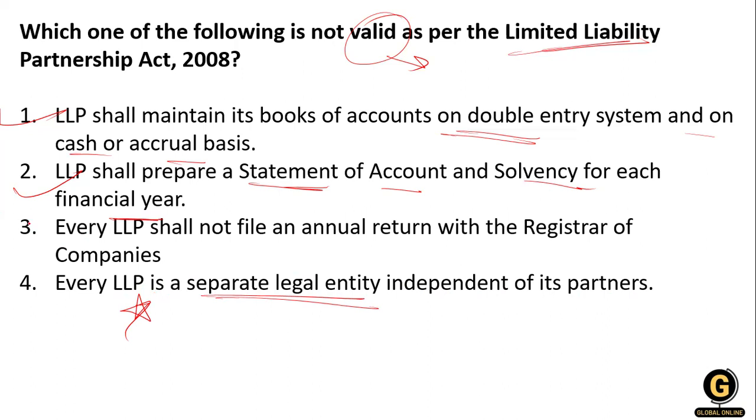Now the third one: every LLP shall not file an annual return with the Registrar of Companies. They shall file. How is it possible they do not file the annual returns with the Registrar of Companies? They have to file. So option number 3 is not valid. Clear?